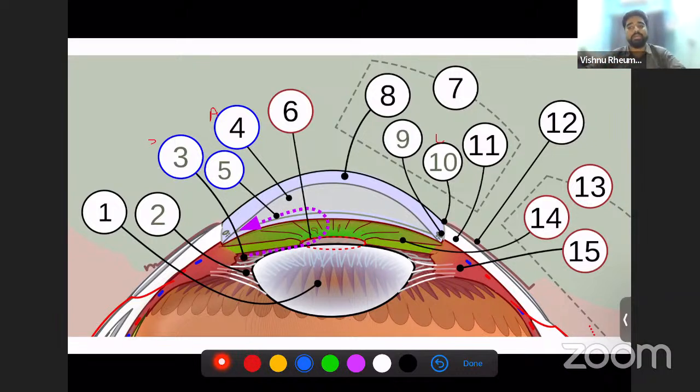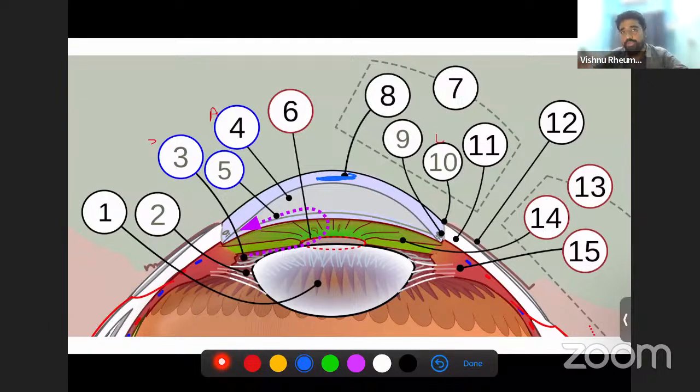Then 7, once we come, this is the corneoscleral compartment. This is involving both the cornea as well as the sclera. For example, this whole anterior portion is the cornea. Then we also have 9. So 9 is basically a canal from where the aqueous humor will flow. Here the aqueous humor has come from the posterior chamber to the anterior chamber. From there it should go, right?